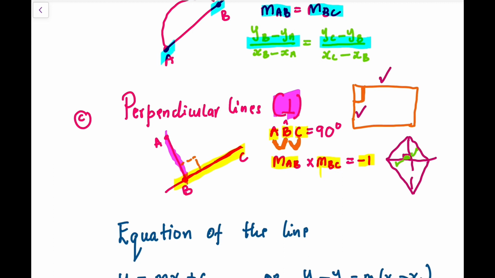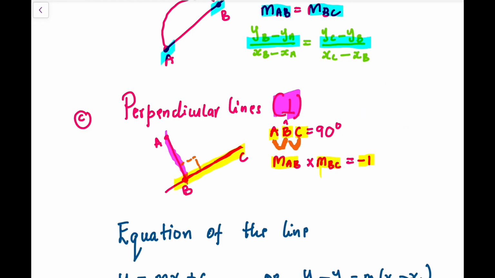Even with the rhombus, the diagonals intersect at 90 degrees. You need to know that. Now, if lines are perpendicular, look at this. This will save your time in the exam.